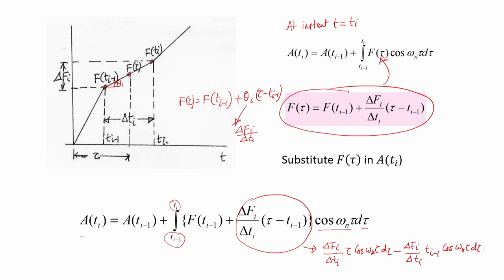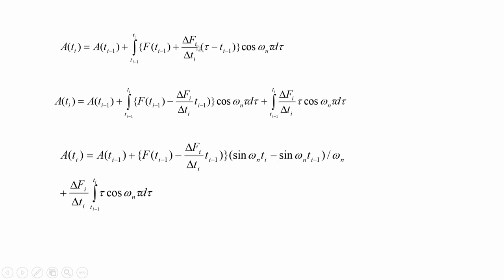Breaking this term and writing the integration in this form, we take the constant term with the cos omega n tau, because when we decompose it, this del Fi by del Ti into Ti minus 1 will be a constant. So I am plugging this in with this constant, writing F(Ti minus 1) minus del Fi by del Ti into Ti minus 1, into cos omega n tau d tau. Whereas the other term, del Fi by del Ti into tau, is a variable because the integration is carried out with respect to tau. So we are writing here another integral, del Fi by del Ti integration Ti minus 1 to Ti tau cos omega n tau d tau.